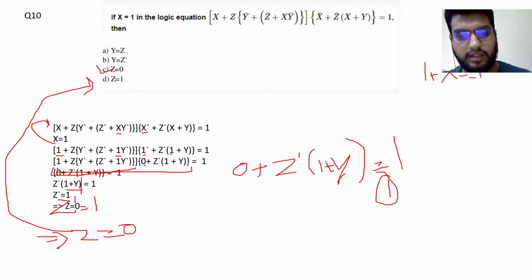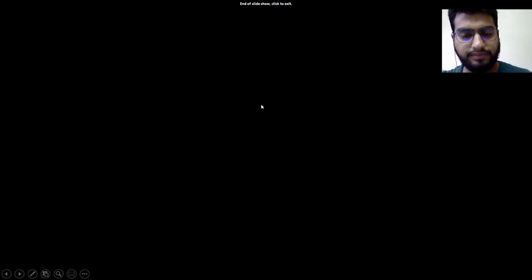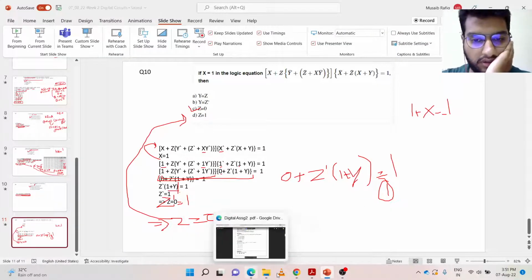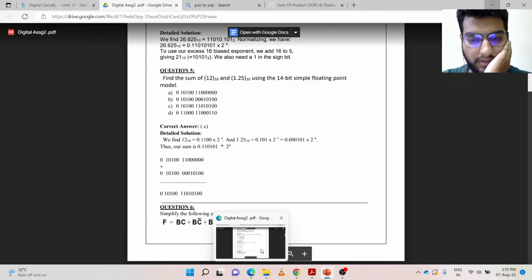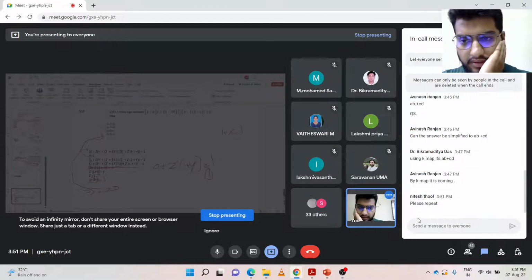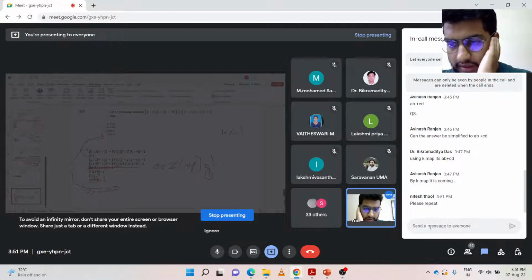Any doubts regarding this question number 10? Nitish, you are asking me to repeat question number 10 or 9?